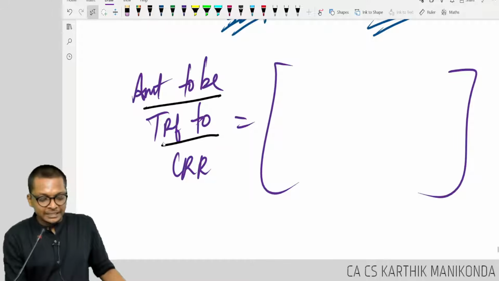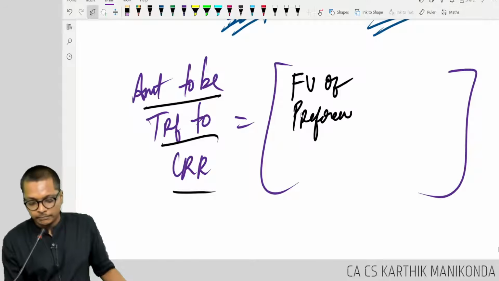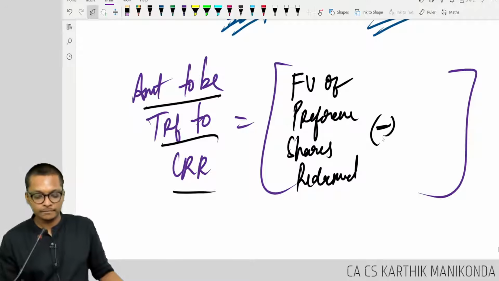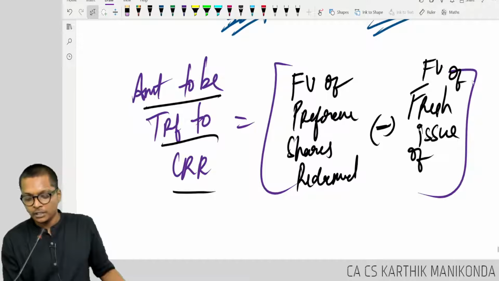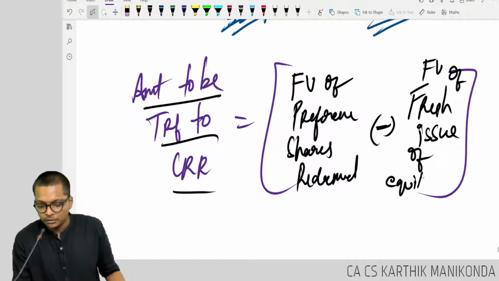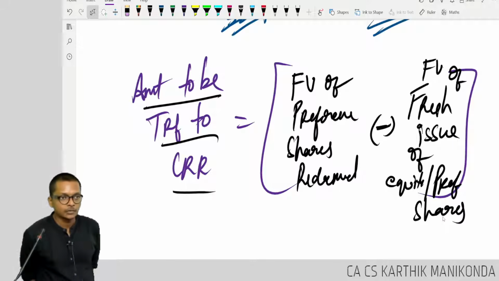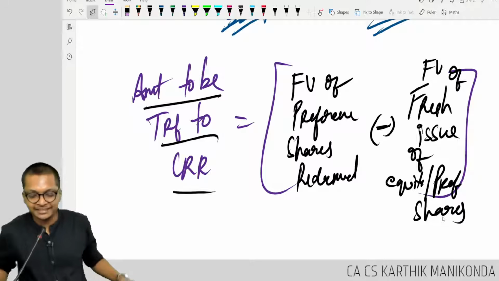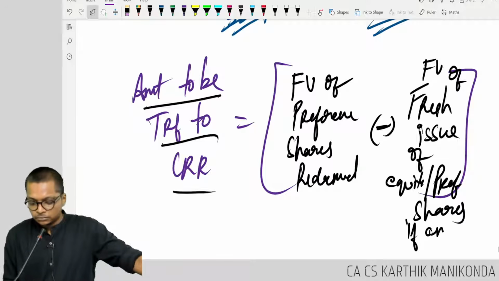So look at this. Amount to be transferred to CRR is equal to face value of preference shares redeemed minus what, guys? Minus face value of fresh issue of equity or preference shares. Write this as a note below journal number 4. So amount to be transferred to CRR is face value of preference shares redeemed minus face value of fresh issue of equity shares or preference shares, if any.